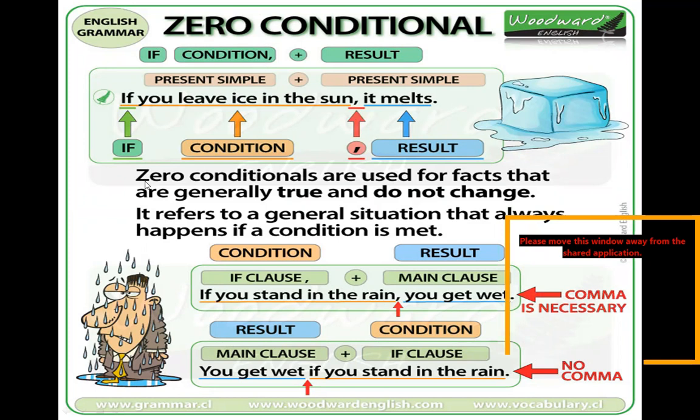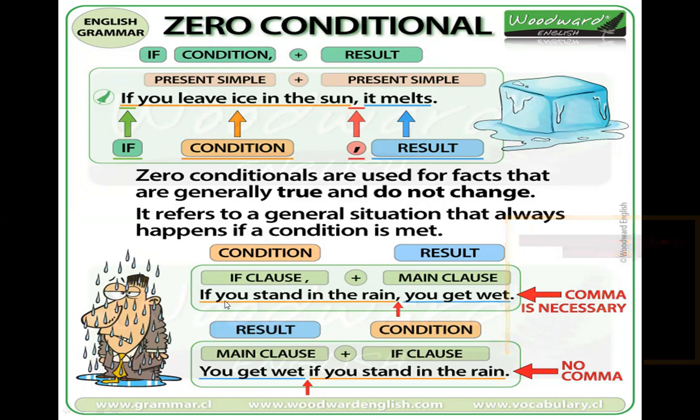The use, we have here: zero conditionals are used for facts that are generally true and do not change. It refers to a general situation that always happens if a condition is met. Condition, example, if clause: if you stand in the rain, of course, you get wet. This is the result of standing in the rain.